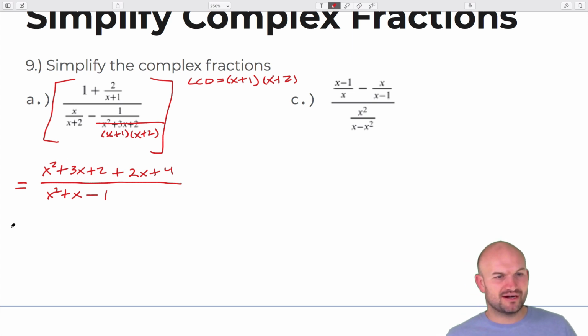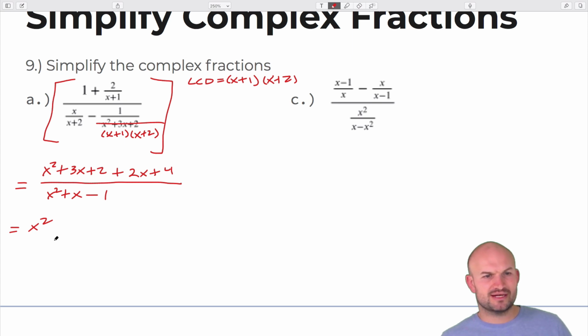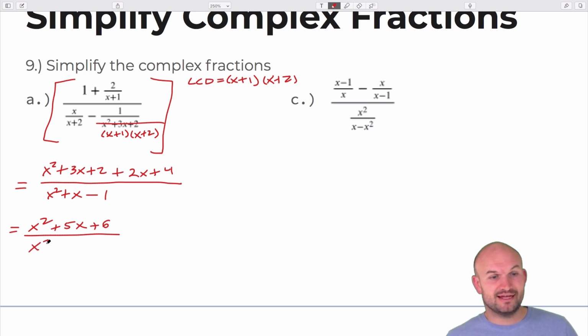Now let's combine our like terms here. We have x squared as my only x squared. 3x and 2x, that's going to be plus 5x. And then plus 6. Now the interesting thing here is I recognize something that is non-factorable. But I don't want to just say I'm not going to worry about these restrictions. What I'm going to want to do is go back to my original problem and say that x cannot equal negative 1 and negative 2.